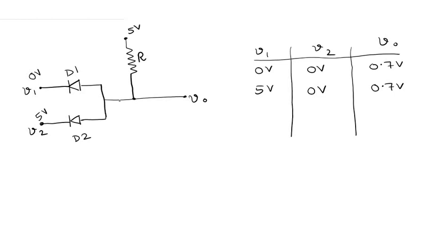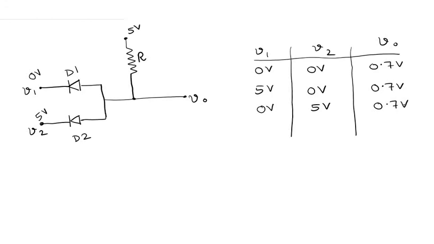Because D1 is in a conducting state, the voltage drop across D1 cannot exceed V gamma. So the voltage drop across D1 is V gamma here, and here we have applied 0 volts. So at the output node, the voltage must be equal to V gamma. If we apply 0 volts at V1 and 5 volts at V2, then the output voltage is 0.7 volts, which is V gamma basically.